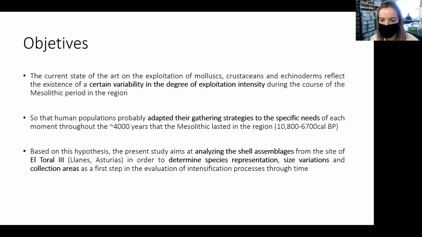10,800 to 6,700 Cal BP. Based on this hypothesis, the present study aims at analyzing the shell assemblages from the site of El Toral III, Llanes, Asturias, in order to determine species representation, size variations, and collection areas as a first step in the evaluation of intensification processes through time.